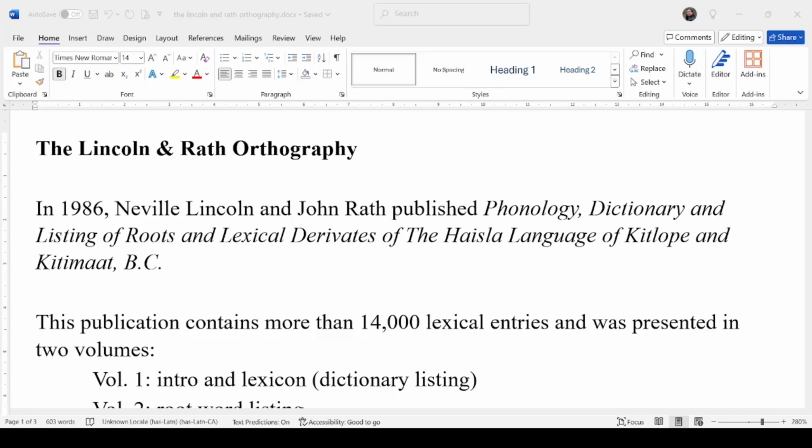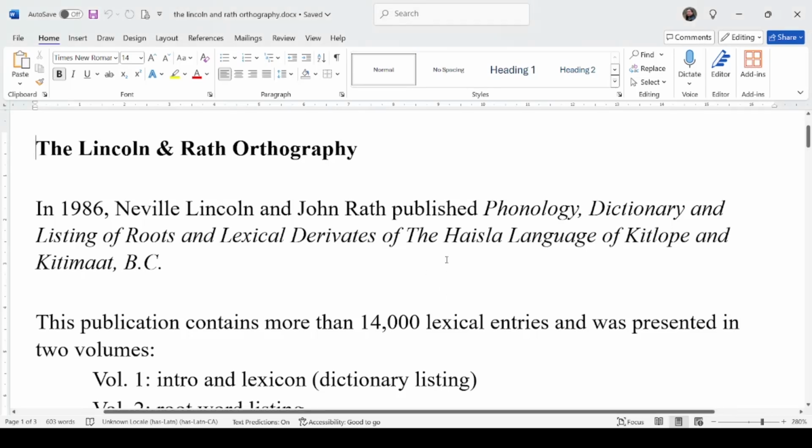And now for the moment I've all been waiting for. We're going to take a look at the Lincoln and Rath orthography. Let's begin, shall we? I'm going to open up my Word document here. So this is the Lincoln and Rath orthography.